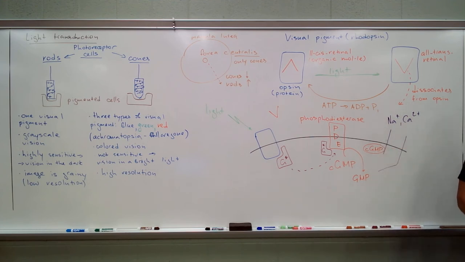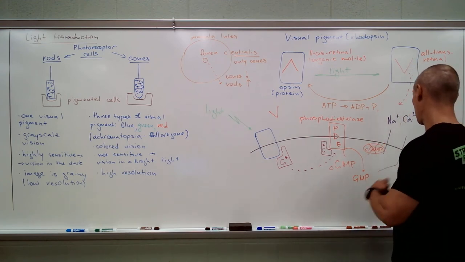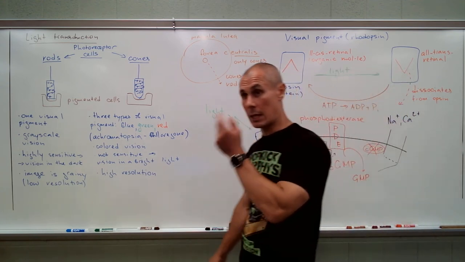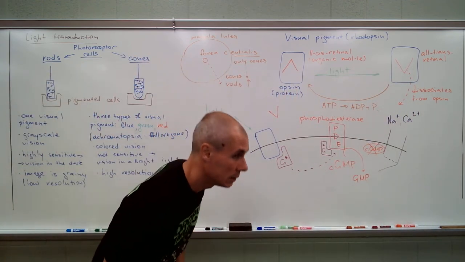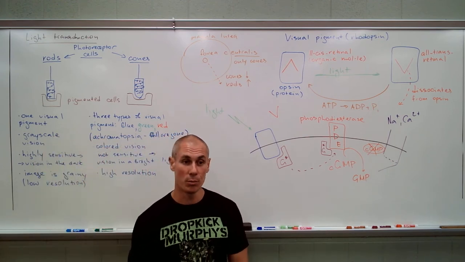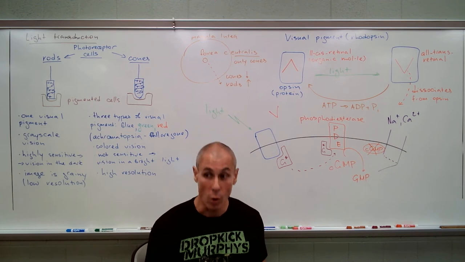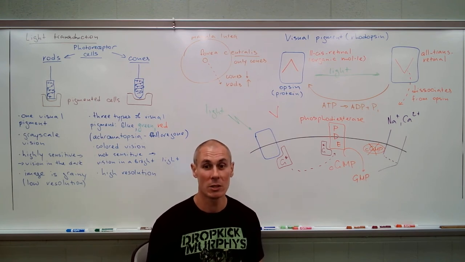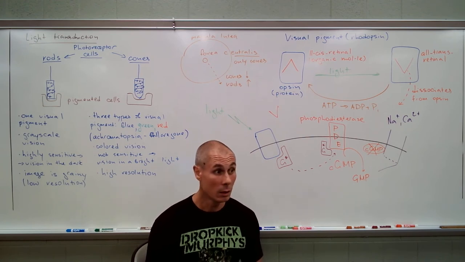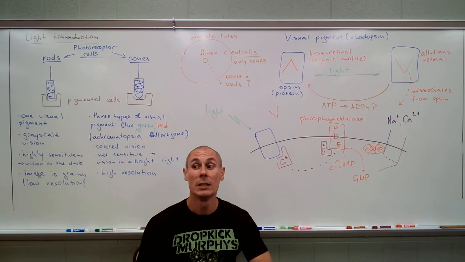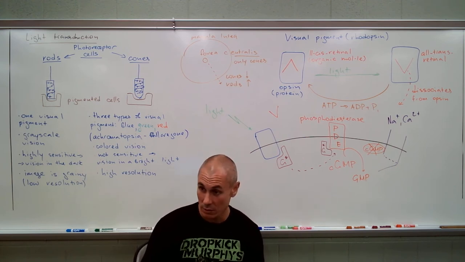When cyclic GMP is broken down, what's going to happen to that channel? When this channel is closed, can sodium and calcium get into the cell? They cannot. When you stop positively charged ions from flowing into the cell, what's going to happen to the membrane potential of that cell? When you don't have positive charges getting into the cell, it becomes more positive? More negative. Because positive charges do not come into the cell. Are you with me? Since they don't come into the cell, it becomes more negative, which means the cell hyperpolarizes. We good?